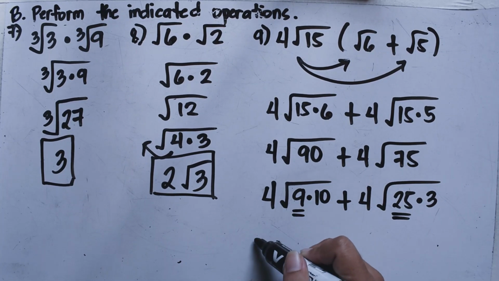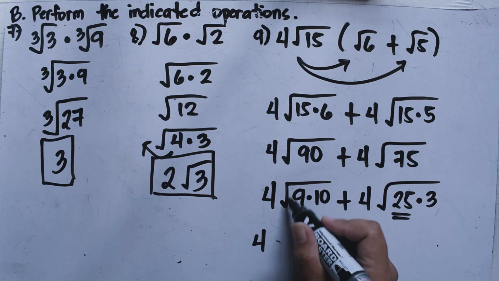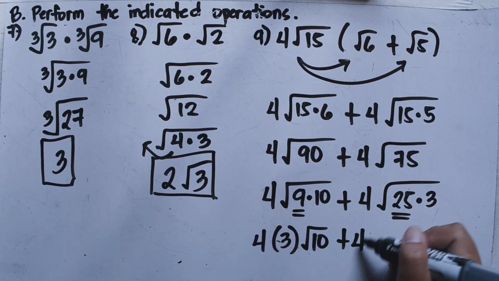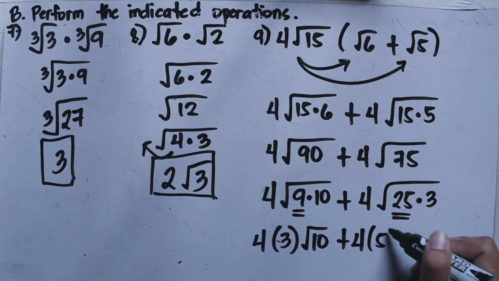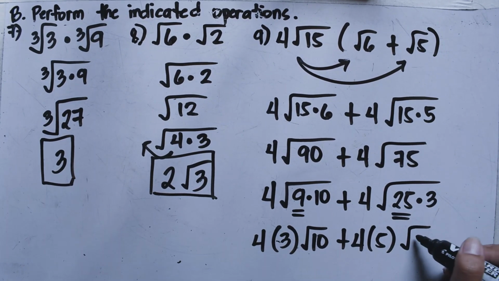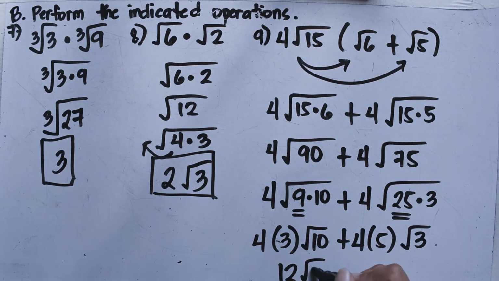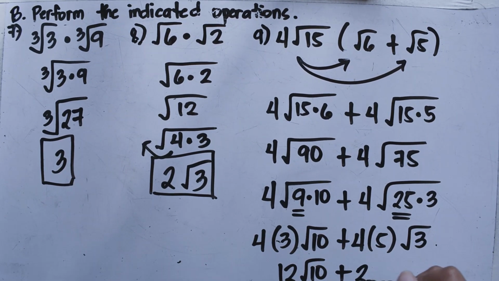So, maglabas na tayo. So, we have 4. Labas natin si 9 doon. Square root of 9 is 3. And then, matitira sa loob si 10. Plus 4, ito. And then, square root of 25 is 5. So, yun yung lalabas ko doon. And then, matitira sa loob si 3. Nakasunod, simplify. 4 times 3 is 12 square root of 10. Plus 4 times 5 is 20 square root of 3.